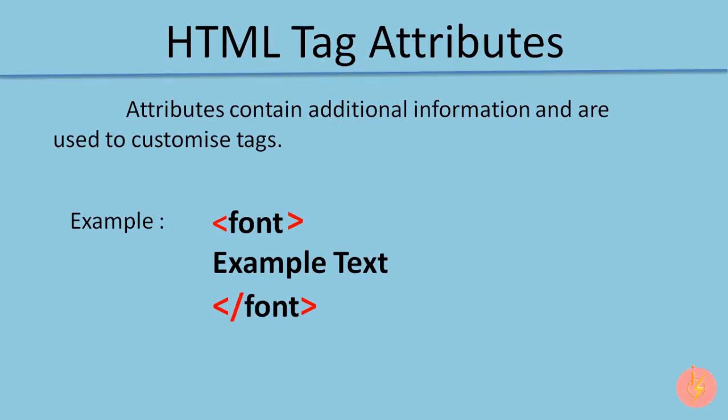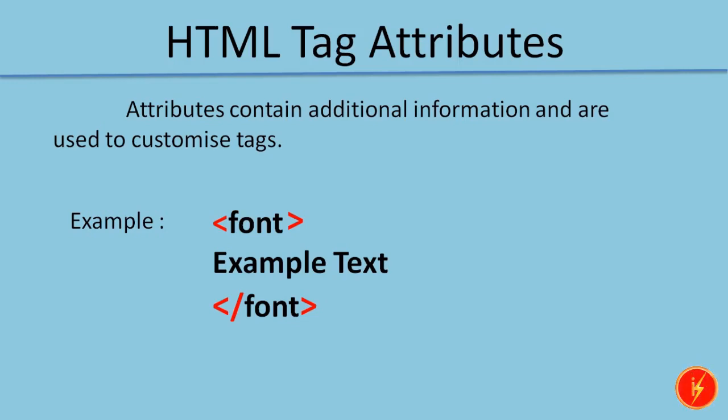Tag attributes contain additional information and are used to customize tags. Attributes are used inside the opening tag. Example is here: font tag without attributes. After running this code, the browser displays the example text with default values.